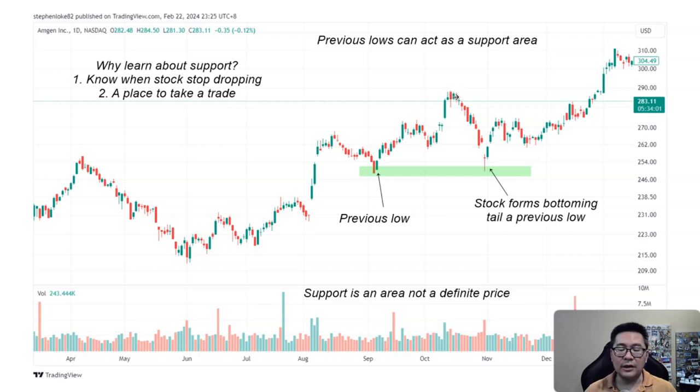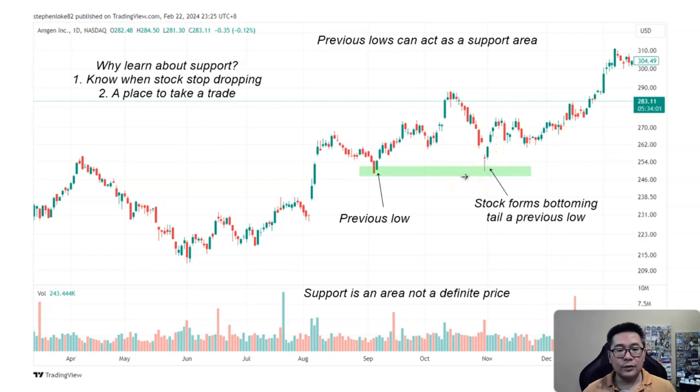Here it had a nasty correction, but as it dropped to this previous low area, it formed a bottoming tail, and after that a green bar came and it went back up and eventually recovered all the losses, and it even made another new higher high here. So the previous low can act as a support, and when you see the stock dropping to an area of support and forming some kind of bullish reversal candlestick, it can actually be a buying point for you.